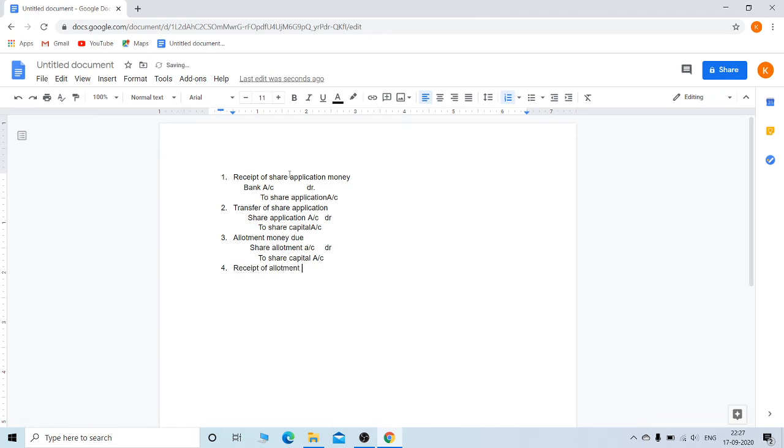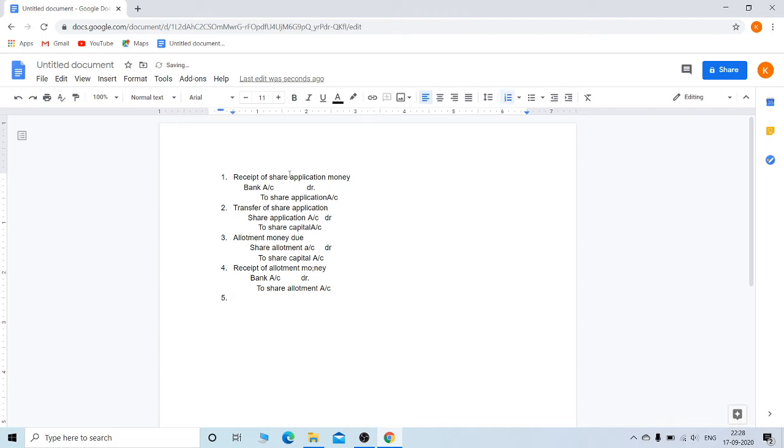After the allotment due entry, we have to write the entry for receipt of allotment money. Whatever the installment we are receiving, we have to debit the bank, because every installment money will be deposited by the investors in the bank. As per the personal account rule, we debit the receiver. So bank should be debited for every receipt of installment money. So now the entry is bank account debit to share allotment account.